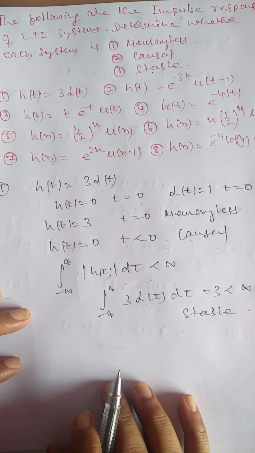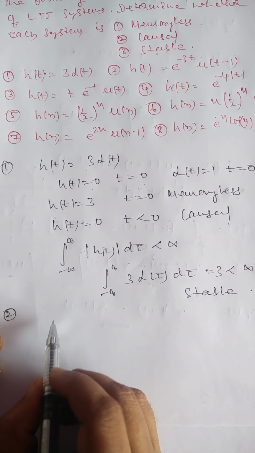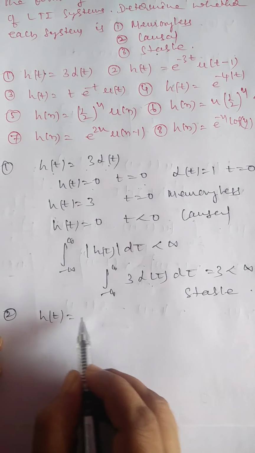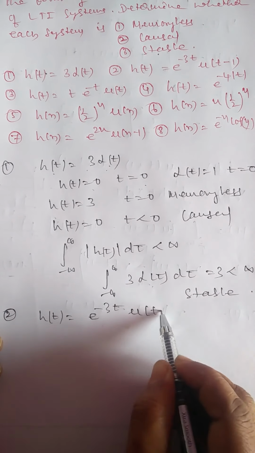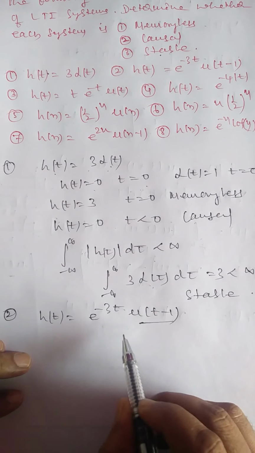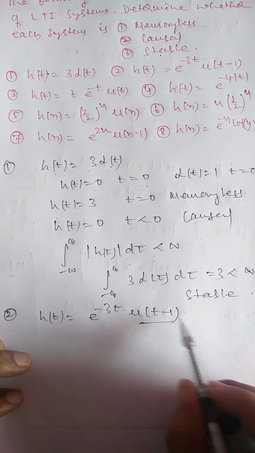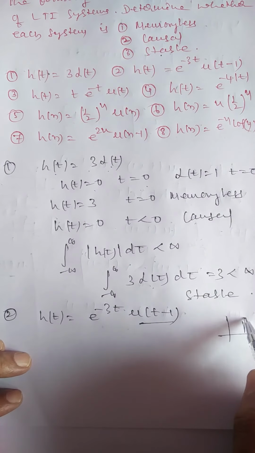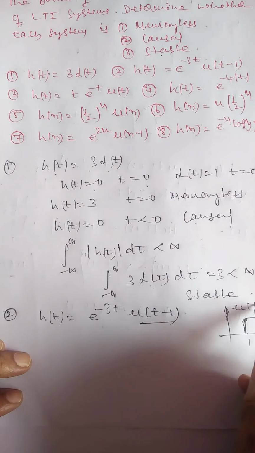Similarly, let us take the second problem, that is h of t is equal to e to the power of minus 3t into u of t minus 1. Because of u of t minus 1, the signal is a decaying exponential signal. It exists from 1 to infinity, because this signal exists from 1 to infinity.